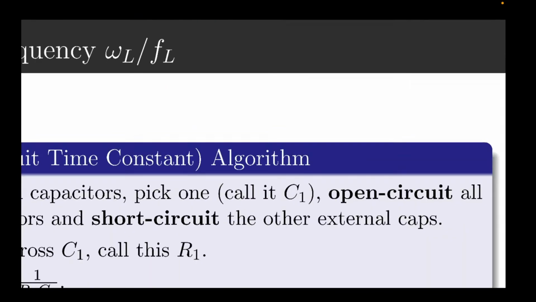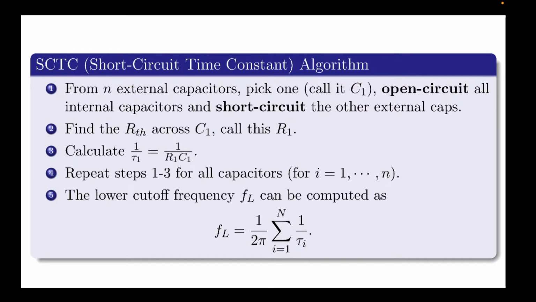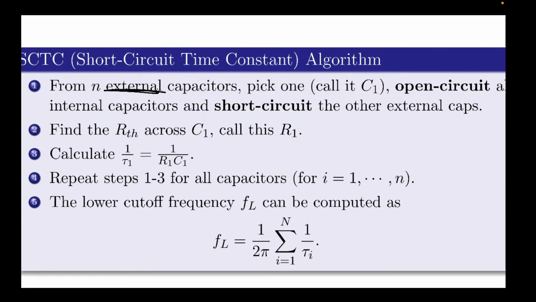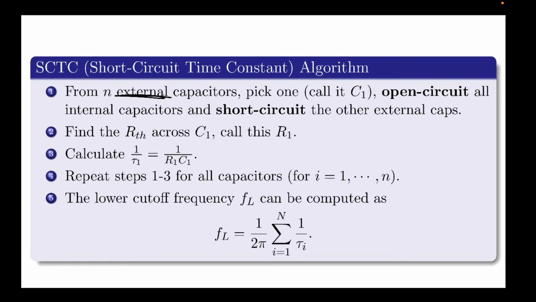I keep pressing the wrong one. Here we are. Now, here's the algorithm. What it says is that if you pick from n external capacitors, these are your extrinsic capacitors. So going back to what Josh said, you'd pick what are the capacitors. You'd open circuit all the internal capacitors of your circuit. So these would be your capacitors that are inside of the models, so your C pi and your C mu. And then you would short circuit all the other external capacitors. I'll get to why you do that in a second.